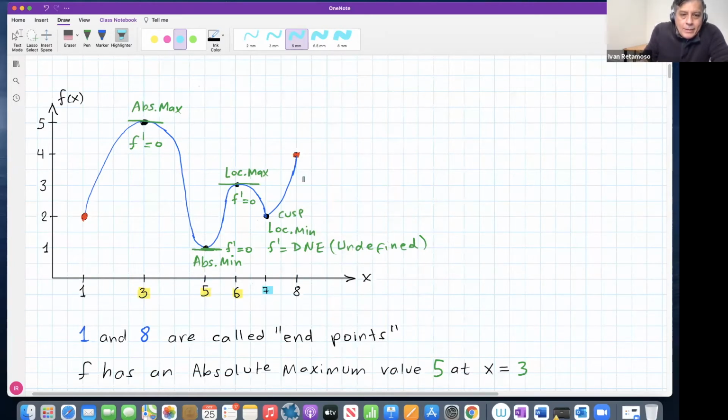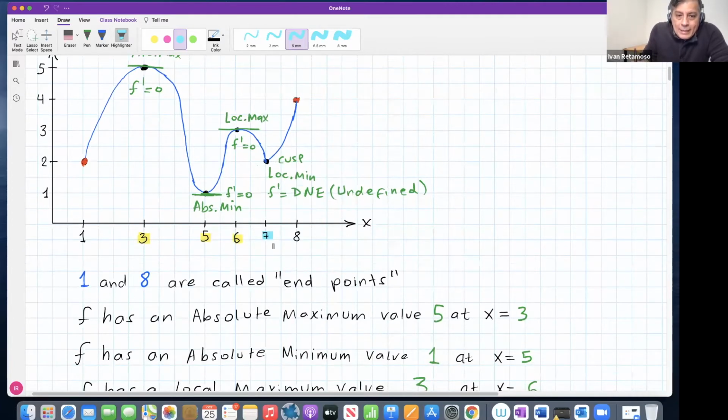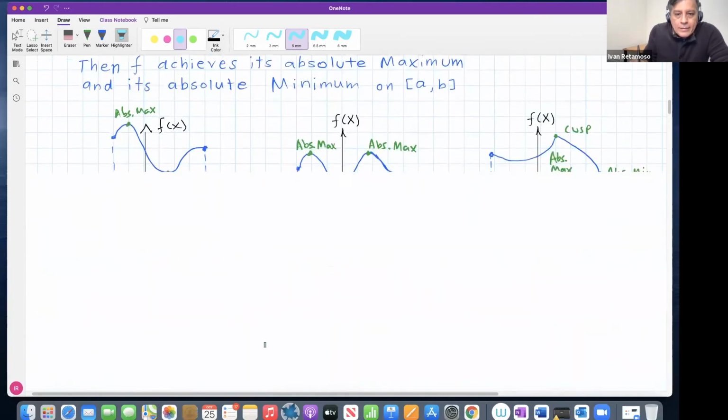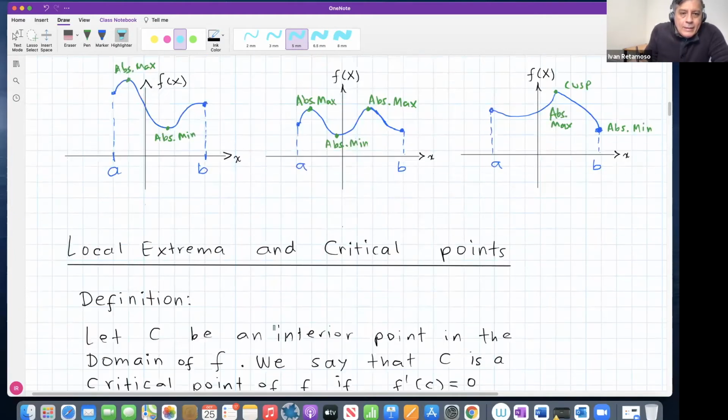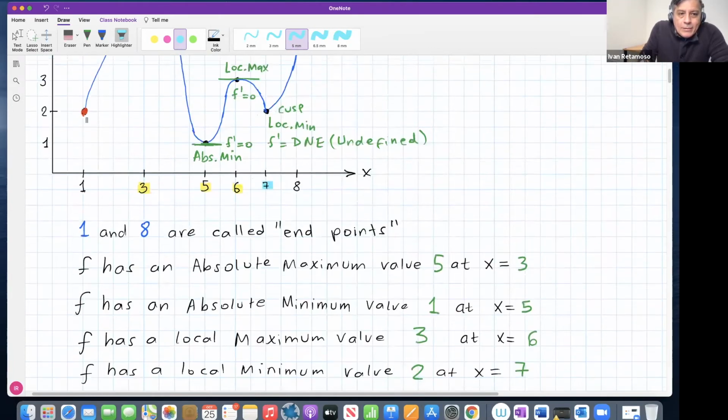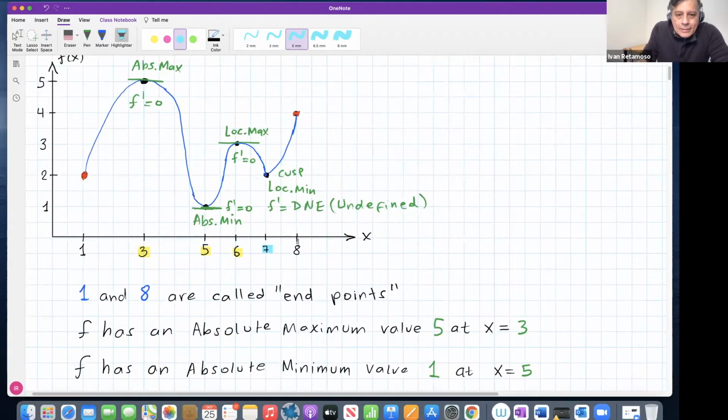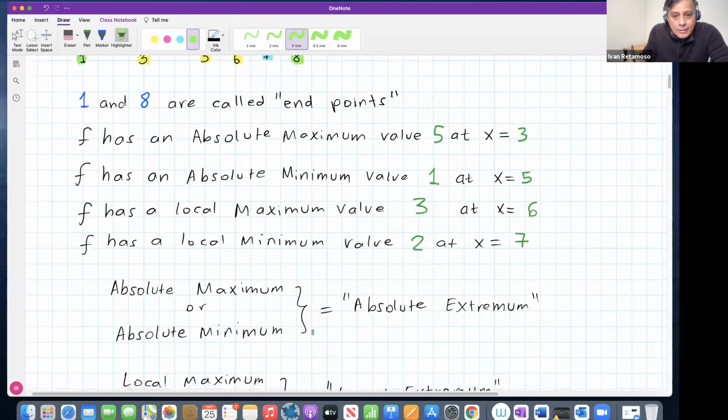Now, there are some trivial critical points, the endpoints, 1 and 8, and in 99% of the texts, they include them as critical points, so we will do the same. 1 and 8, I wrote a note here, should be considered also as critical points. I will show you here. 1 and 8, note, are also considered to be critical points since at those points, the derivative is undefined. Remember, for the derivative, you need variation, you need an open interval around the point. There is no open interval here, right? So it means that the derivative doesn't exist. So this should be considered also a critical point as well as this endpoint, right? Critical points. So we're going to include them as critical points. So you got to pay attention to all these guys, right? When you analyze your graphs, your functions, okay? Critical points. I'll show you now how to find those critical points.